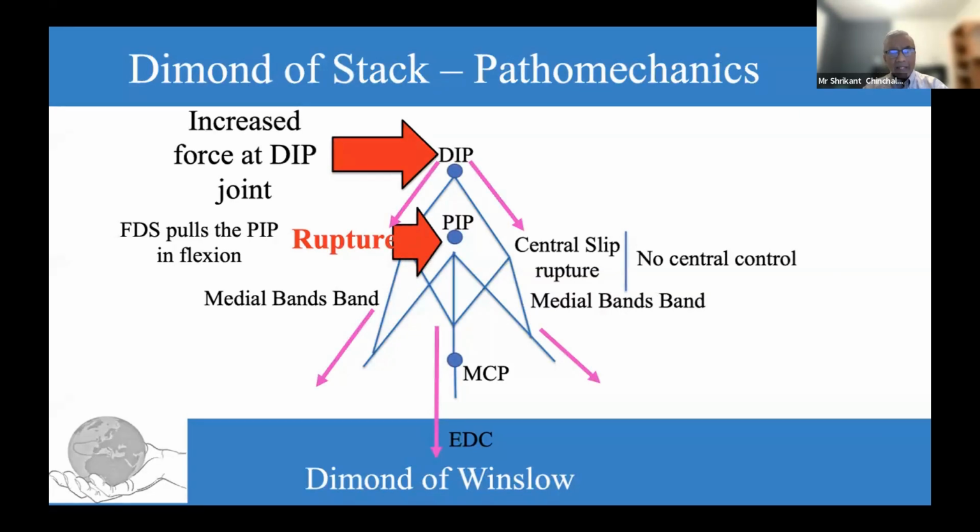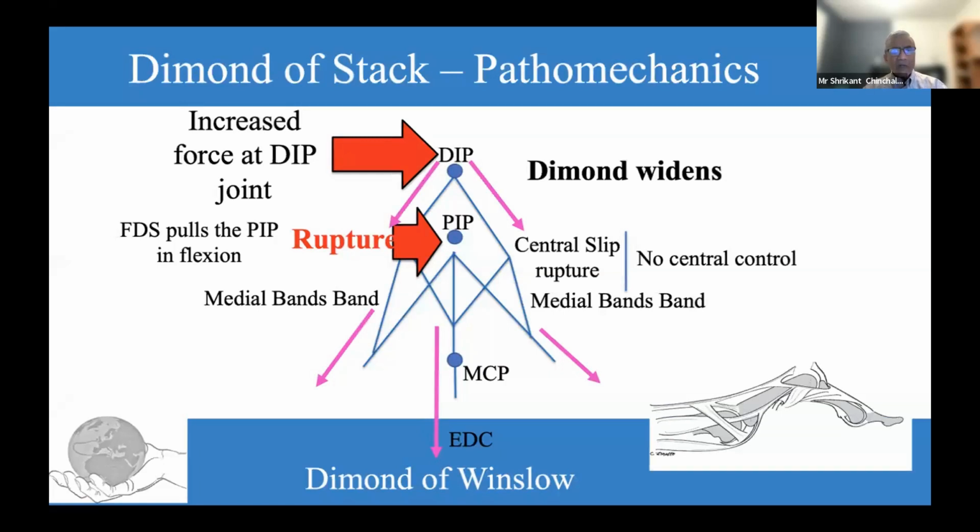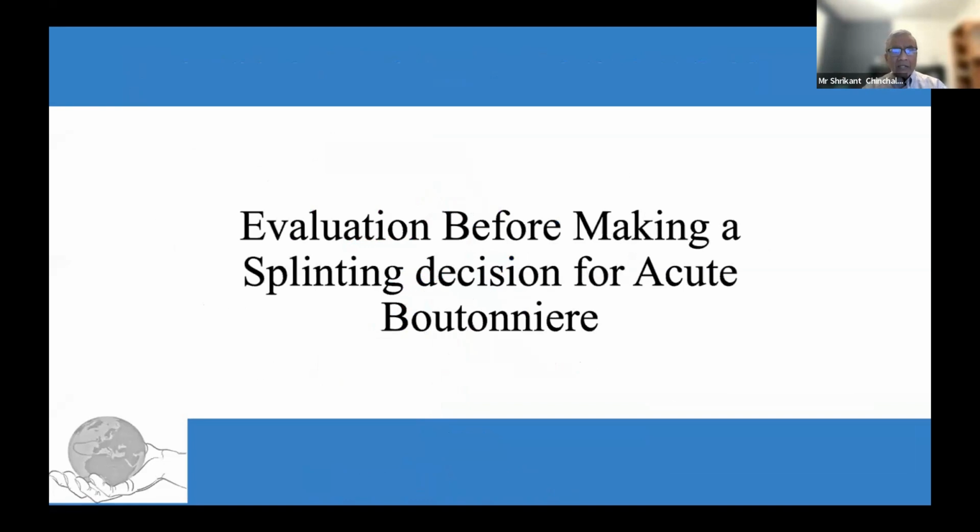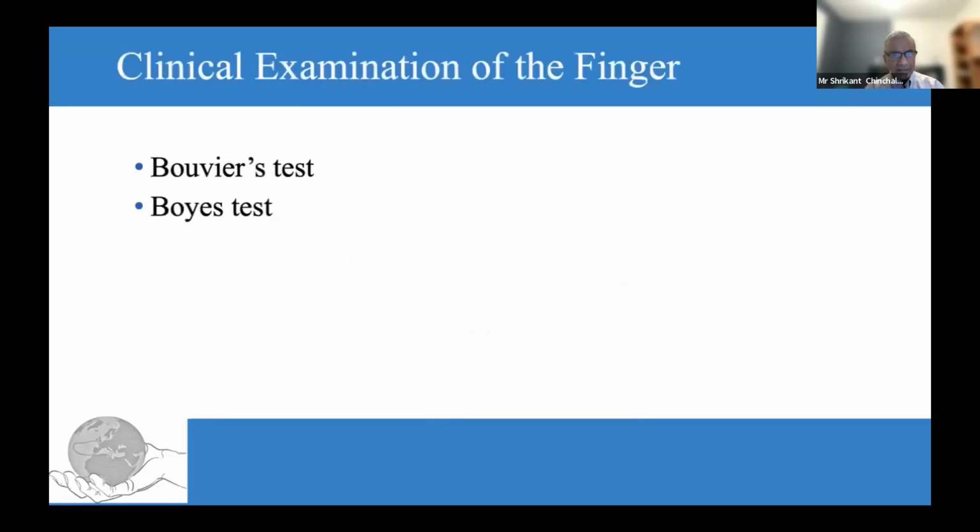The DIP joint goes into hyperextension, and every attempt made to extend the PIP joint, the MCP joint will demonstrate a tendency to hyperextend. So in other words, the diamond, whether it be the diamond of Stack or the diamond of Winslow, widens because the lateral bands are pulled volar to the anatomical axis of rotation. And of course, we're going to have a PIP flexed posture, with DIP and MCP joint hyperextension. So this particular injury requires critical evaluation before making a decision regarding splinting or management.